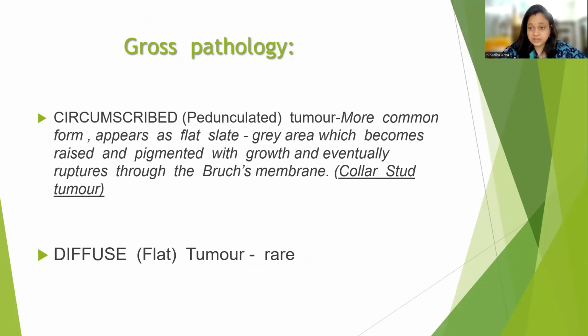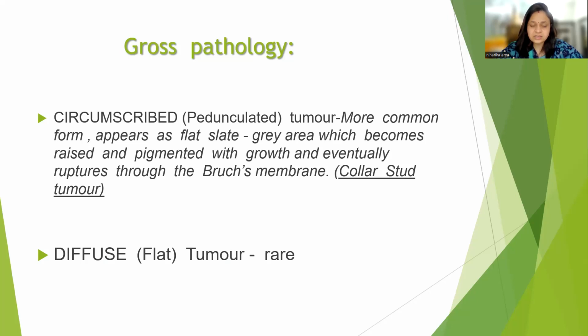So gross pathology, it is of two types, that is circumscribed and the diffuse. Circumscribed means that it comes in the pedunculated form. It is the most common form, appears as a flat slate gray area which becomes raised and pigmented with growth and eventually ruptures through the Bruch membrane. That is also known as the collar stud tumor. This is the characteristic feature of the choroidal melanoma. You should know this, it is very important as it comes in your MCQs. That is a collar stud tumor. So it is the characteristic feature of the choroidal melanoma.